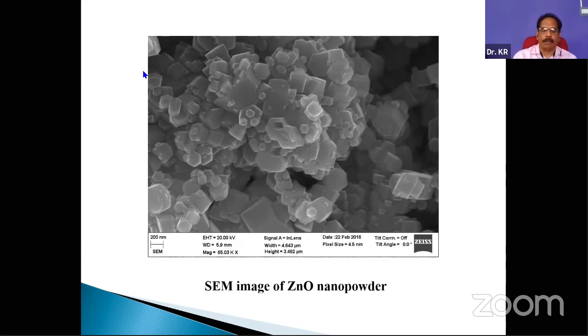We have a spray pyrolysis unit, chemical bath unit, spin coating unit, and for characterization, we have a scanning electron microscope, UV visible spectrophotometer, and photocatalytic dye degradation apparatus. You can come and utilize these research facilities in our laboratory.